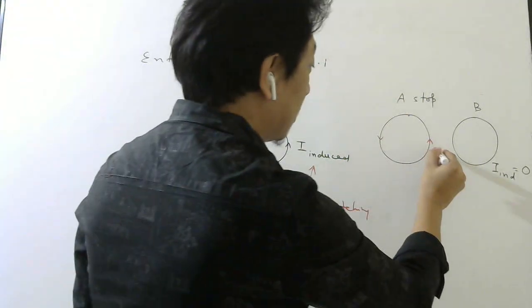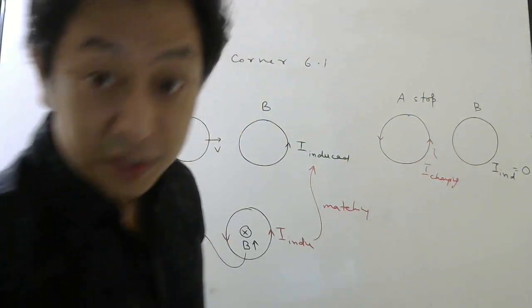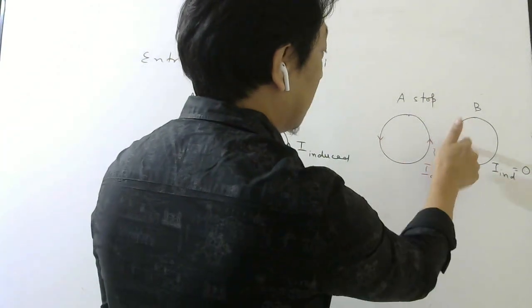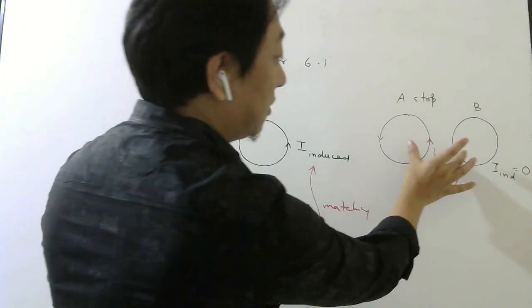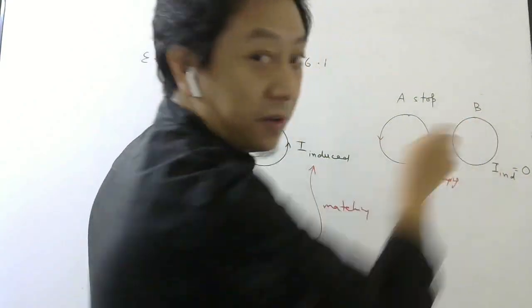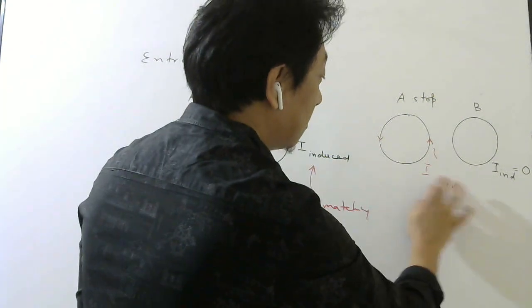Now if the current was changing, then the magnetic field produced by this current will change. You don't have to change the distance. And if magnetic field changes, there will be induced current. But they told induced current is not there. That means the current here must be constant.